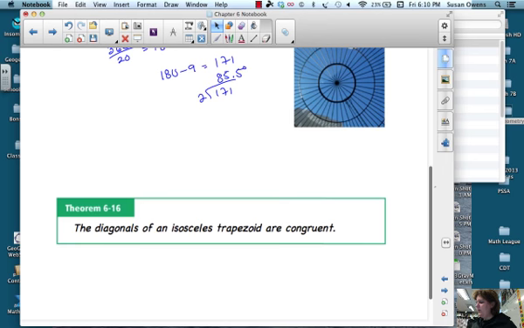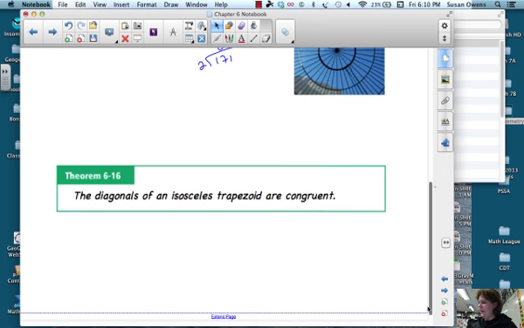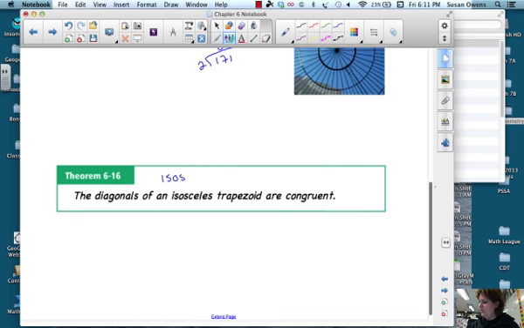Okay. We also know for an isosceles trapezoid the diagonals are congruent, so not for any trapezoid, but if it's an isosceles trapezoid. So this is the isosceles trapezoid diagonal congruent theorem. So this one is saying if I have an isosceles trapezoid and I know that these are congruent and these are my parallel sides, then both of these diagonals are going to be congruent.